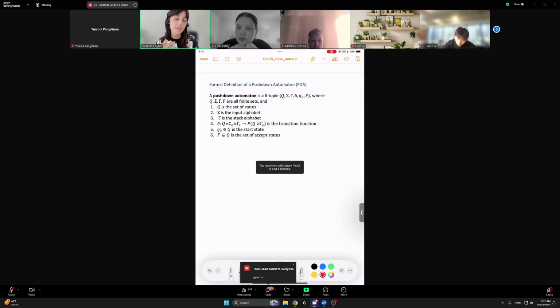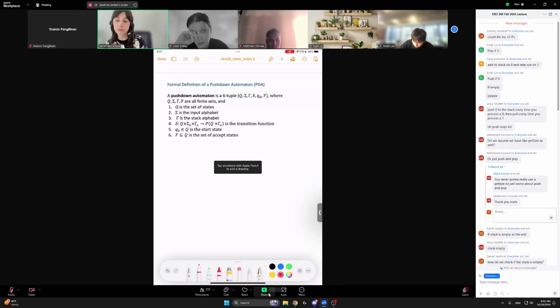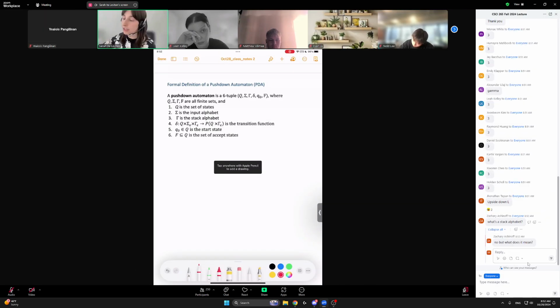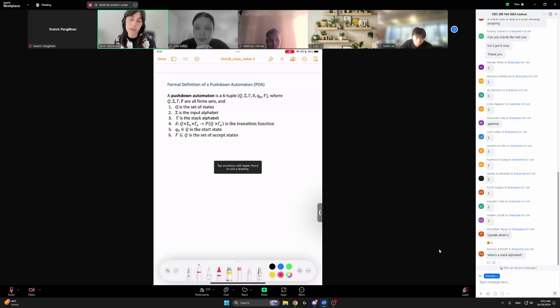Okay, so let's talk about the stack alphabet, that's number 3 here. So it's the set of symbols that can be written on the stack. And we'll see that in an example soon. But first, let's break down the transition function, because the transition function is really the heart of the PDA, that tells us how it works.